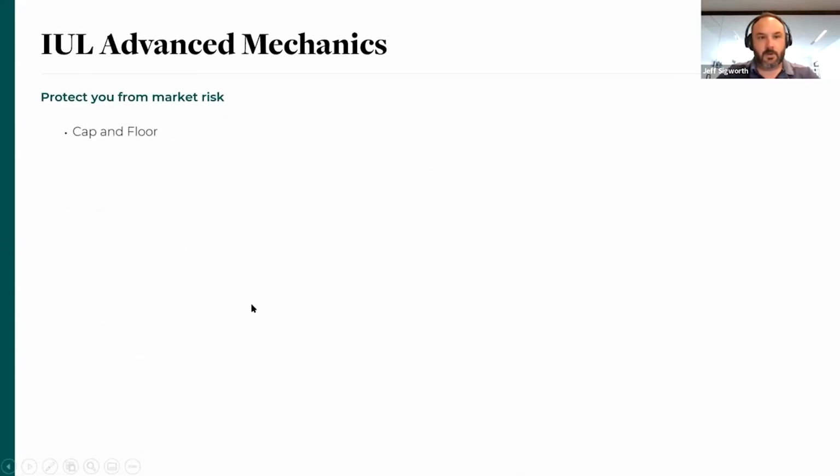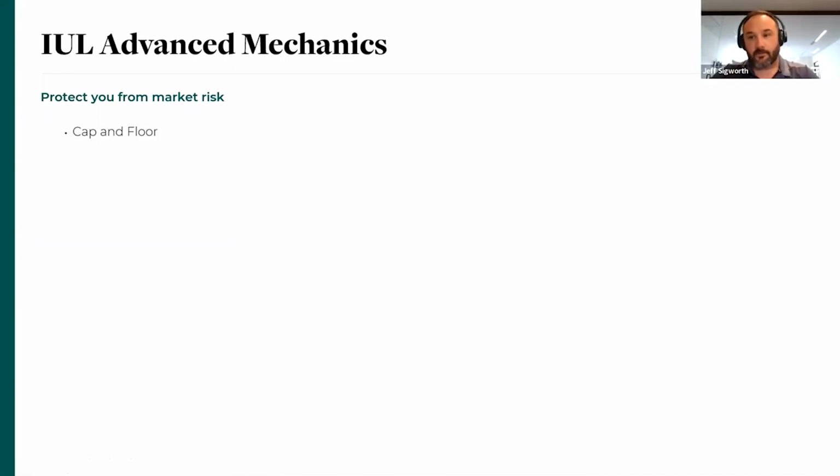Okay. So moving on, protect you from market risk. Who can explain to me what a cap and a floor is? A cap, you can only put so much in, and the floor, you don't lose anything. You have a bottom, but you stop at a certain point. You can't go beneath that floor.